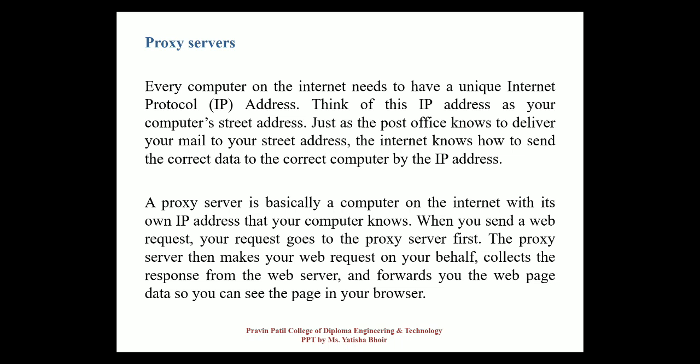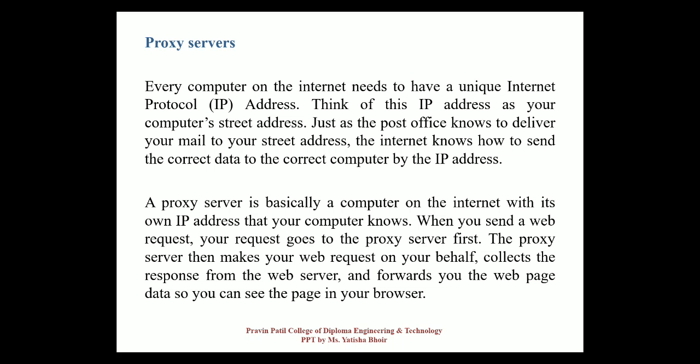Just as the post office knows to deliver your mail to your street address, the internet knows how to send the correct data to the correct computer by its IP address. Means, how does the internet know how to send data to the correct destination? By using the IP address of the computer, the information that comes to you reaches the correct destination, right? The post office should know the address. Like that, the internet's address is the IP address. For every user, the IP address is different.